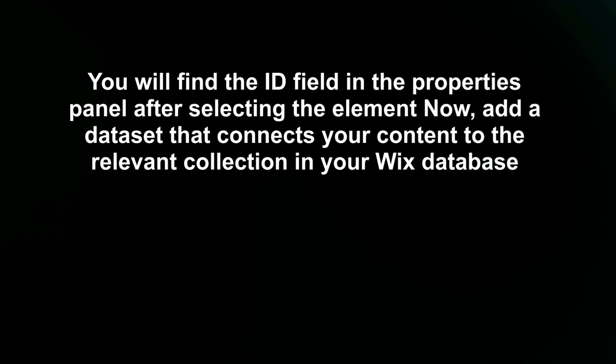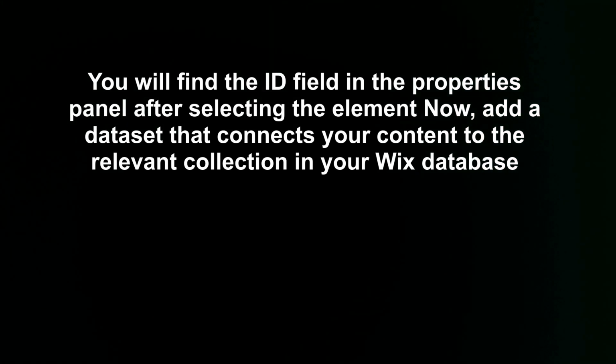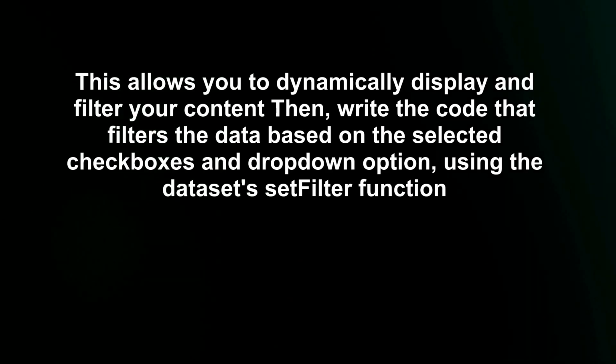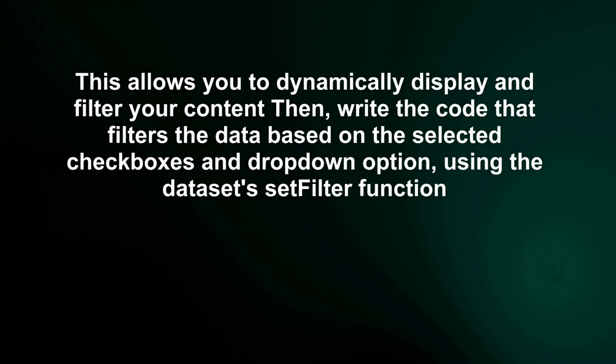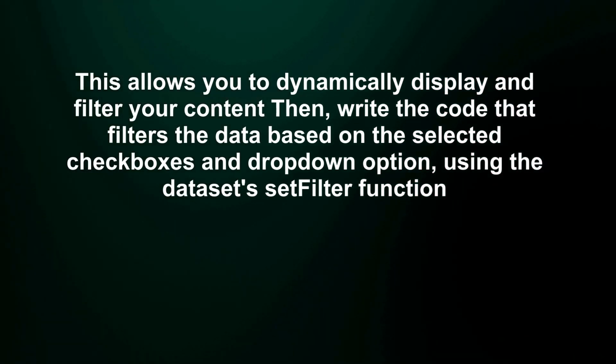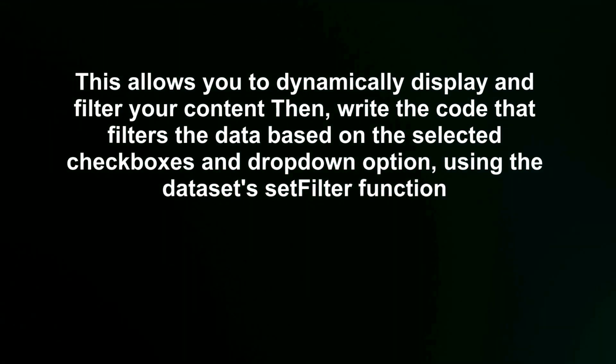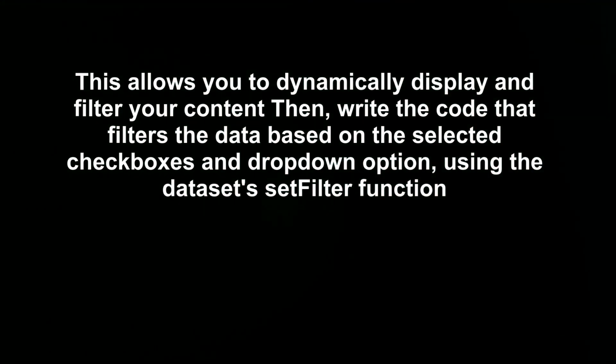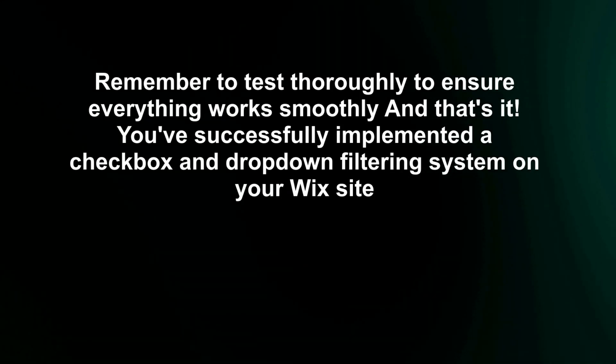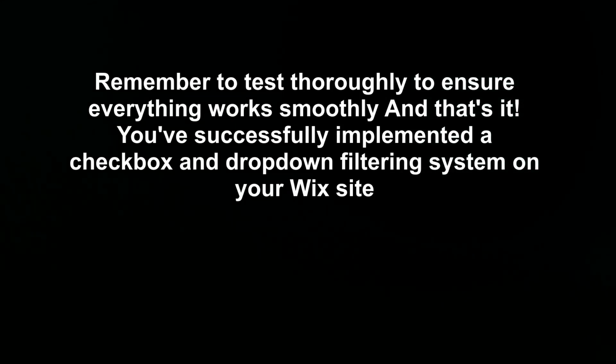Now, add a dataset that connects your content to the relevant collection in your Wix database. This allows you to dynamically display and filter your content. Then, write the code that filters the data based on the selected checkboxes and drop-down option, using the Dataset setFilter function. Remember to test thoroughly to ensure everything works smoothly, and that's it.